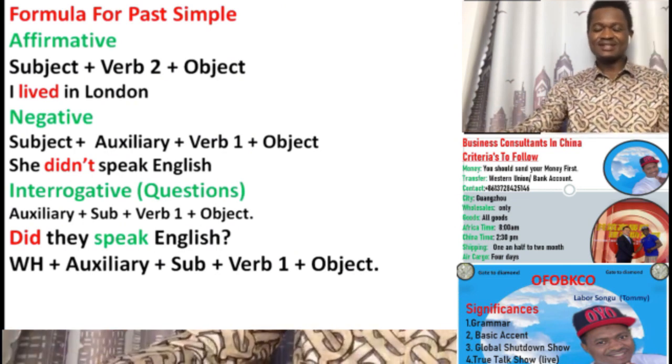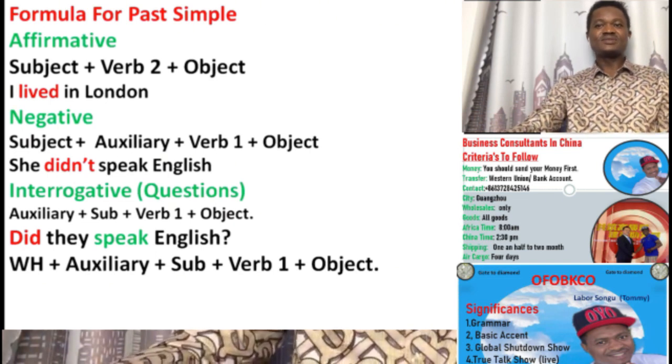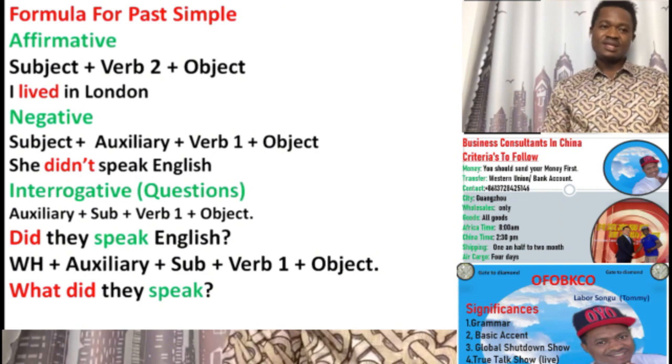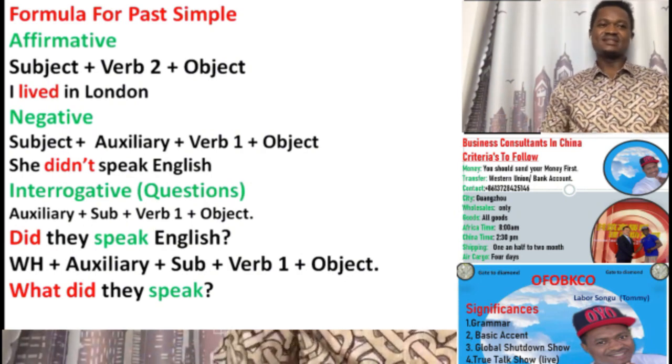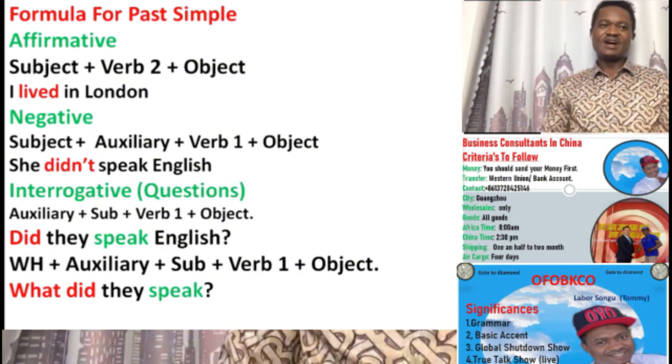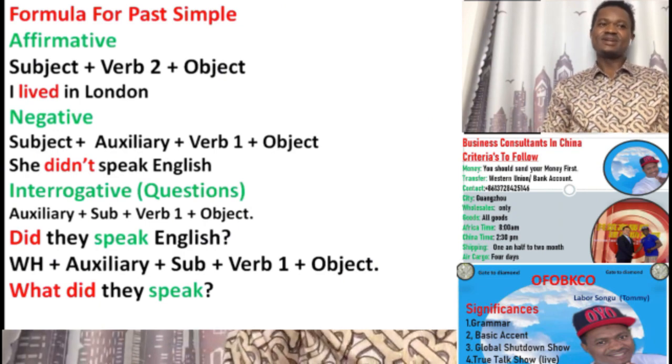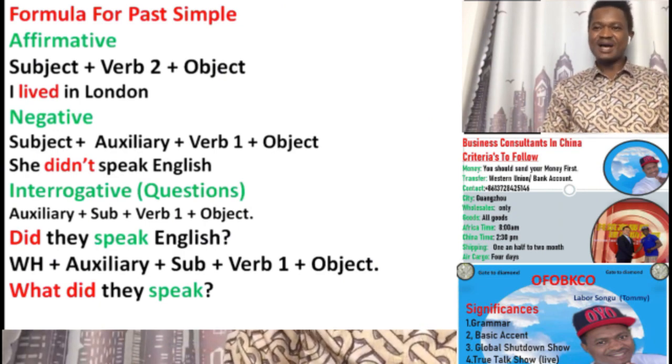Okay, guys, let's go. So the example is, what did they speak? So what is the WH question? Did is the auxiliary verb. They is the subject. Speak is a V1 verb. That is the verb in the base form. So this is a simple way to understand the interrogative form of the past simple.